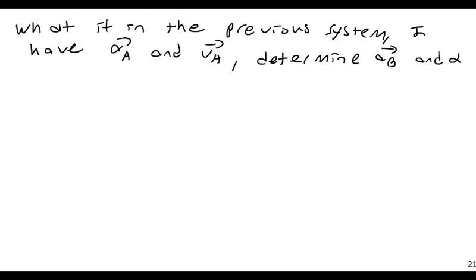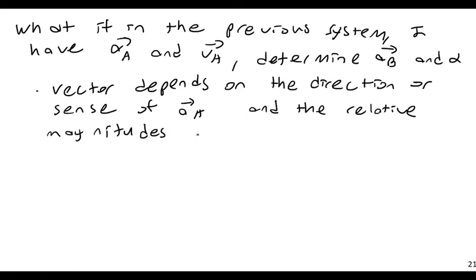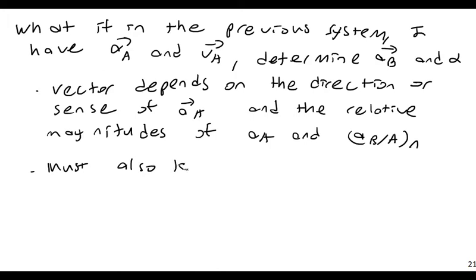So let's take a look at this. Well, the vector will depend on the direction or sense of AA, and the relative magnitudes of AA and the normal component, the acceleration of B with respect to A. And we must also know the angular velocity omega.